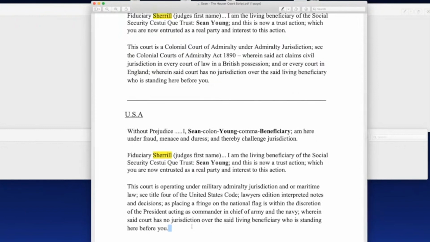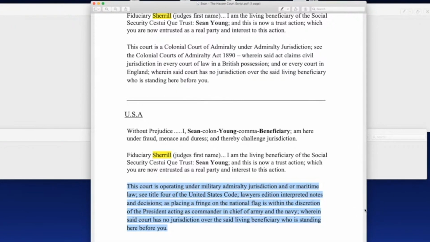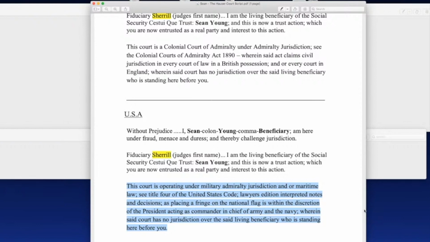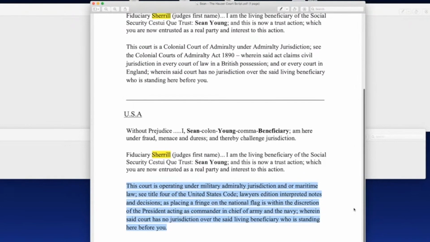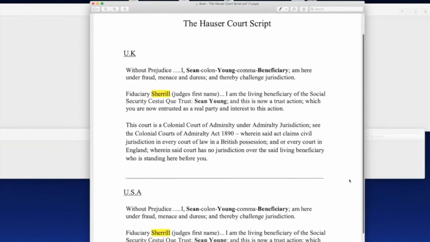important bit for the Americans would be: this court is operating under military admiralty jurisdiction and or maritime law. See Title of the United States Code, Lawyers Edition, Interpreted Notes and Decisions, as placing a fringe on the national flag is within the discretion of the President acting as Commander-in-Chief of the Army and the Navy, wherein said court has no jurisdiction over the said living beneficiary who is standing here before you. Okay?